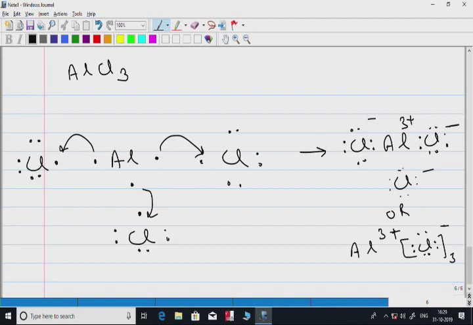Any doubt or confusion? Guys, are you getting the concept of how we are drawing the Lewis dot structures for the ionic compounds? Is it clear to everyone? Okay.